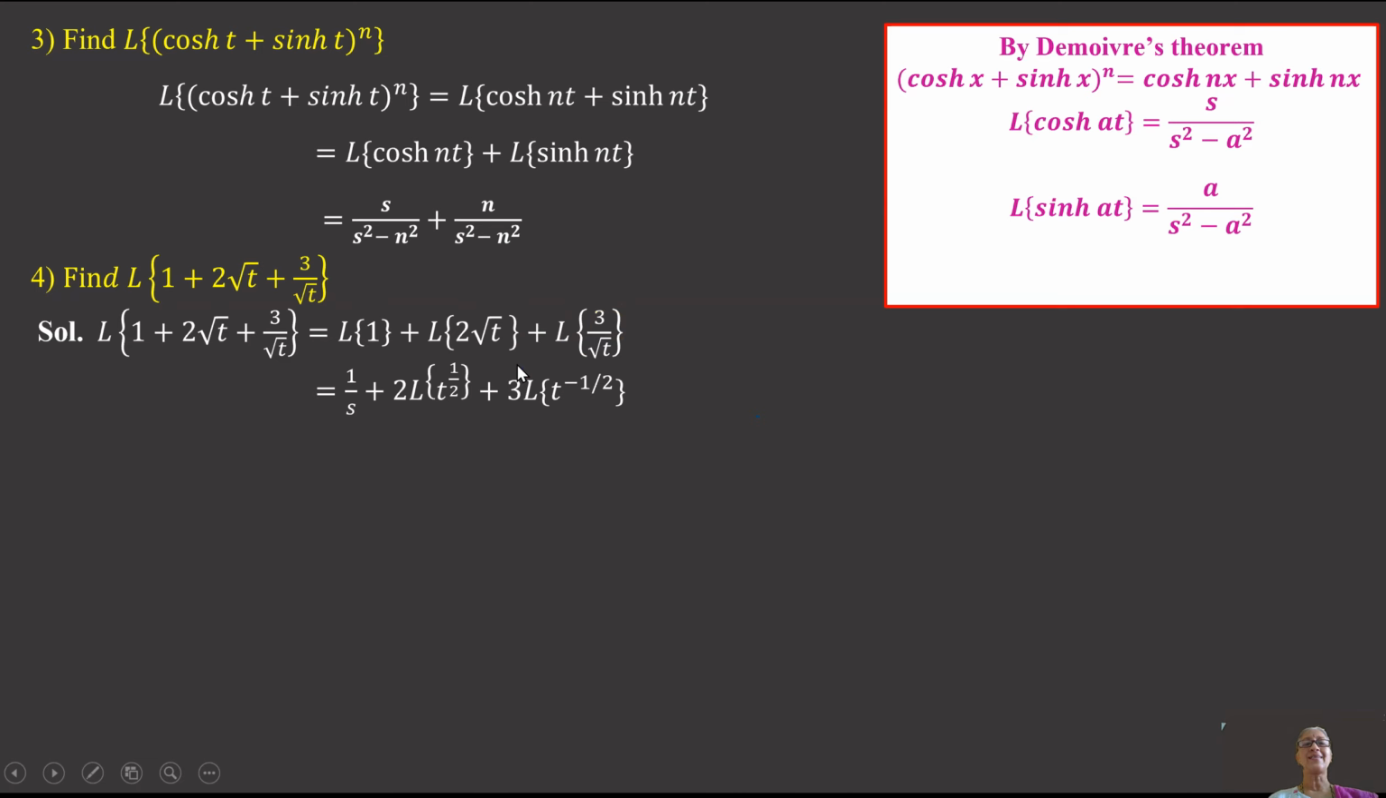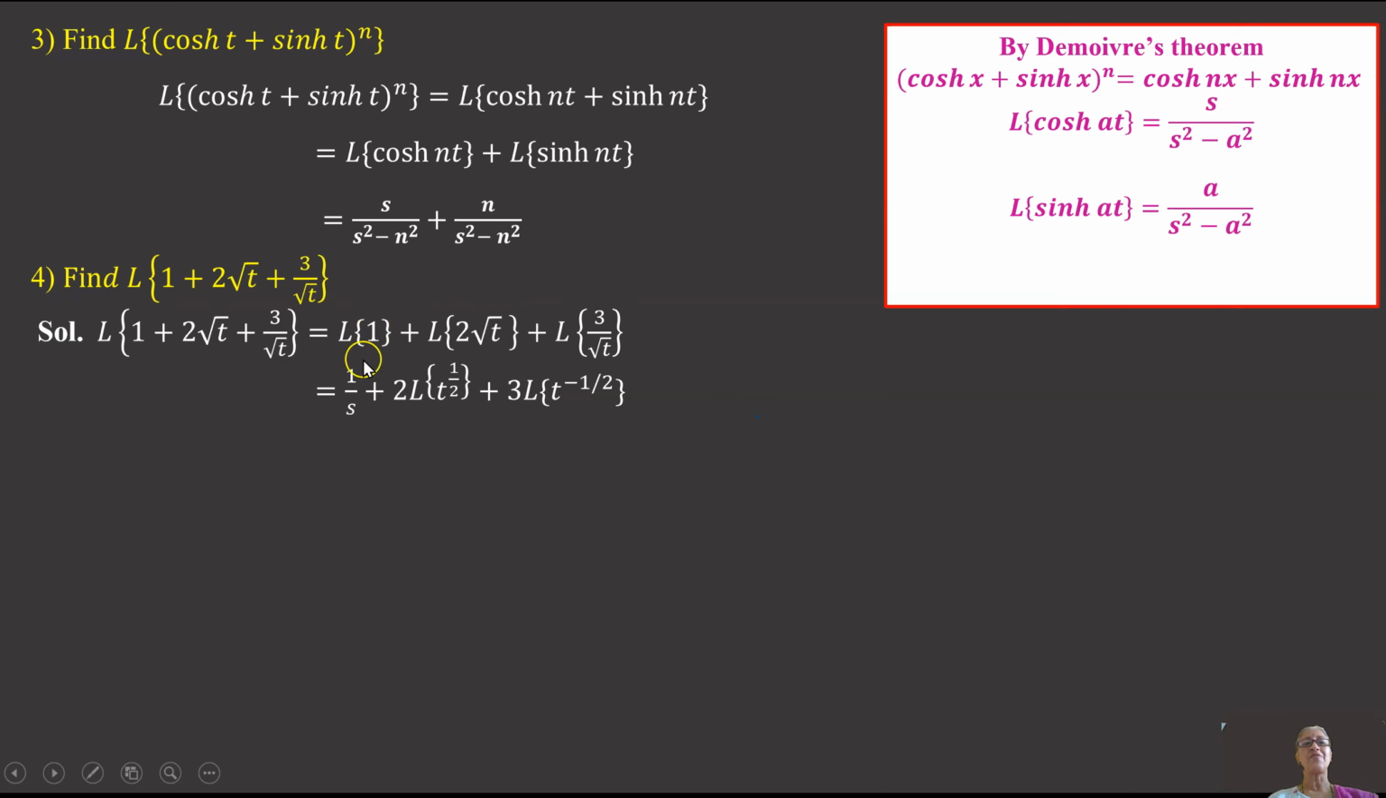Now square root means raised to 1 upon 2. So 2 root t can be written as 2 into t power 1 by 2. As 2 is constant, you can take it outside. So here second term can be written as 2 into Laplace transform of t power 1 by 2. In the same manner, this third term can be written as 3 into Laplace transform of t power minus 1 by 2, because 1 upon root t means 1 by t power 1 by 2. If you write this t power 1 by 2 in numerator, here this power gets minus sign. So 3 into Laplace transform of t power minus 1 by 2.